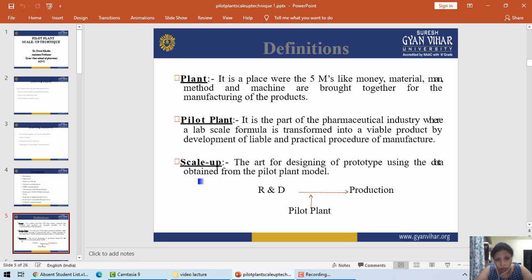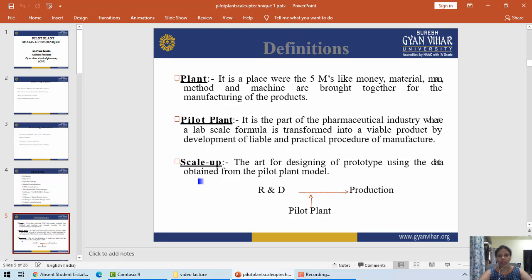So in simple words, we can say it is a part of the pharmaceutical industry where the formulation which we have made in the laboratory or in the R&D is transformed into a viable product, a proper product which can be used by the consumer, and which we can make on a large scale. So that is your pilot plant. By the definition, it is a part of the pharmaceutical industry where a lab scale formula is transformed into a viable product by the development of reliable and practical procedures of manufacturing.